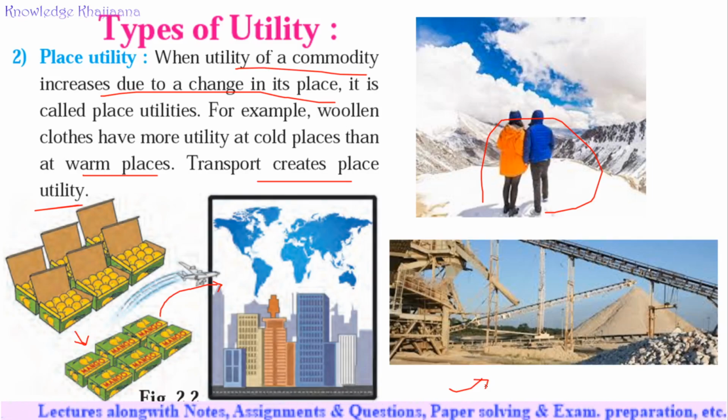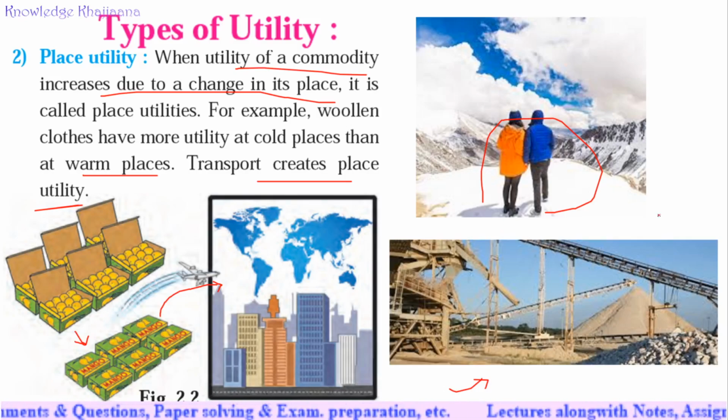See, woolen clothes are taken from tropical countries to the polar countries, which brings more utility in them. Mangoes are of more utility in the market or cities when they are moved from the mango farm. Similarly, sand is utilized in the construction. They give more utility.